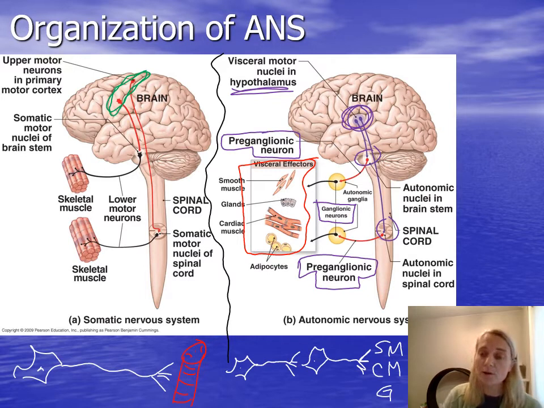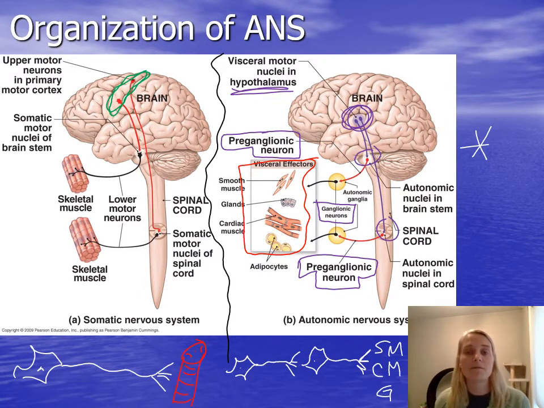So what we're going to focus on in the rest of this chapter is this right half of this diagram. It is all of the details, all of the pathway, all the possible ways that these pre and post ganglionic neurons can communicate to their effectors and how they regulate this subconscious level of control of things that we don't consciously control. Okay. All right, so that's the structural difference.